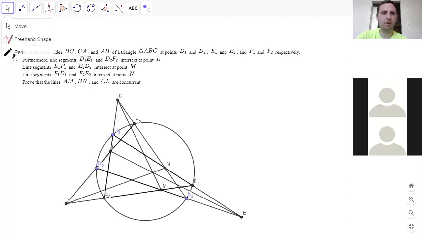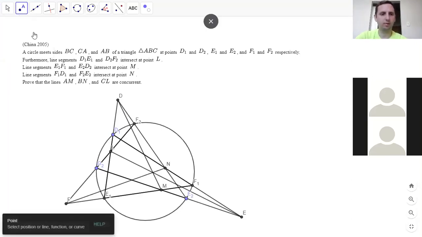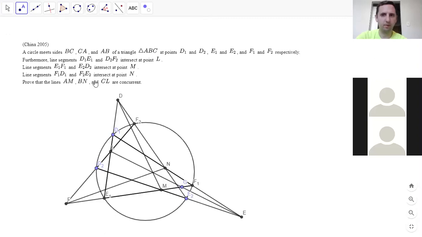Maybe what I could do is label this point right here. Oops, should be a gray point. I think I might need to hide one more. But anyways, I'll just leave it as blue for right now. Basically, we want to show. Oh no, that wouldn't work.